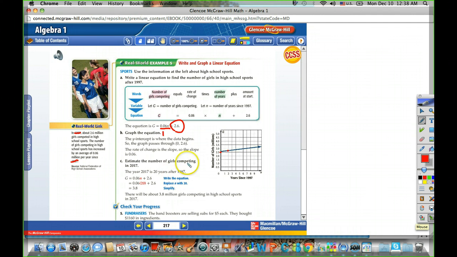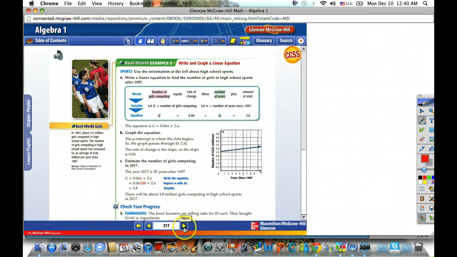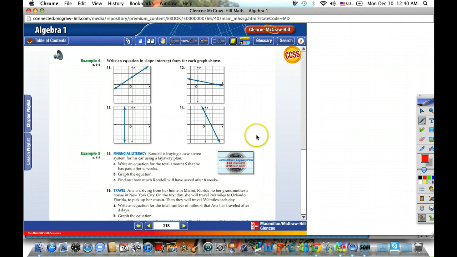So part C of the equation, the problem says estimate the number of girls competing in 2017. So here, instead of n, we're going to substitute it with the number 20 because from 1997 to 2017, that's 20 years. So instead of n, we put 20 in calculator, and that gave us 3.8. That means in 2017, there's probably going to be 3.8 million girls competing. Okay, so there's our quick lesson.